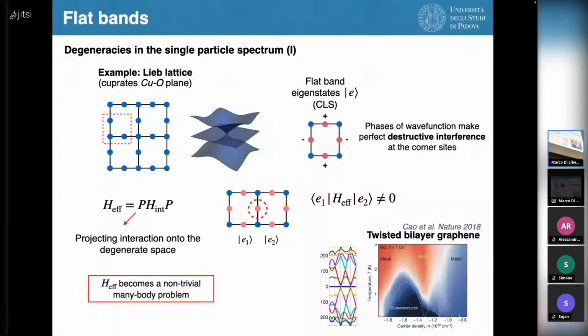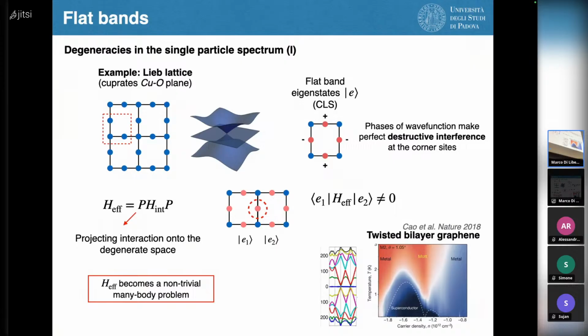Let me start with what flat bands and degeneracy mean, and why these things are interesting. We are talking about degeneracies, and degeneracies, for example, are features of single particle spectra. One of the most famous examples is the Lieb lattice, which is also famous because it's the copper oxide plane of cuprate superconductors. It's a lattice with a special unit cell. You can see there is different connectivity between certain sites and others. And the effect of this is the presence of a zero energy flat band, giving rise to localization.